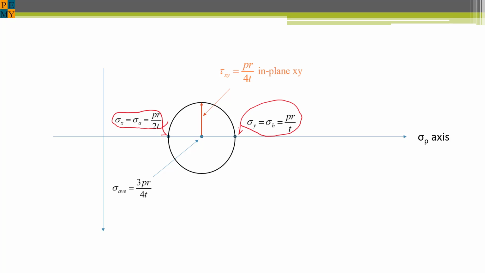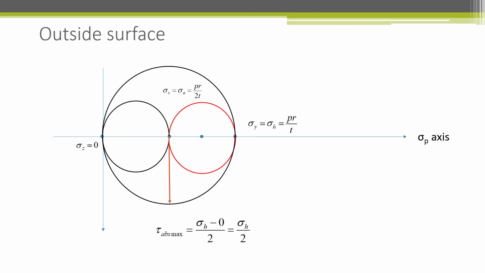The center of the Mohr circle is located at the average of the principal stresses and is 3PR over 4t on the principal stress axis. The radius of the Mohr circle gives the maximum in-plane shear stress tau xy, as was shown in the previous slide. Now consider the outside surface of a pressure vessel where the radial stress is 0. The red Mohr circle is what we just did based on the hoop and axial stresses, which is in the xy in-plane stress state. But now we consider the z, or radial direction.